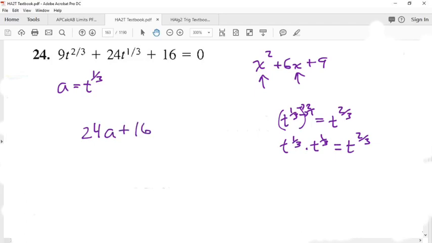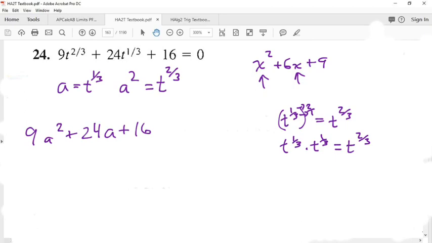Okay, but I need to know what this would be in terms of a. So, yeah, it would be a squared, because if I square a, then I square this one, and that gives me t to the 2/3. So, a squared equals t to the 2/3. So, I'm going to go 9a squared, and there's a plus on that 24. Now, let's factor that dude.